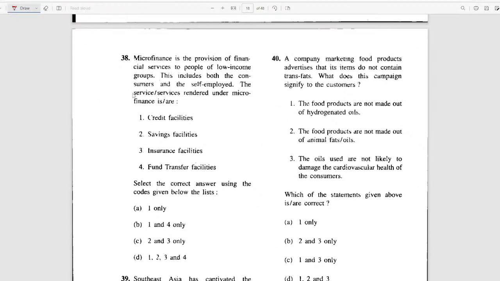Then the 38th question. Microfinance is a provision of financial services to people of low income groups. This includes both the consumers and the self-employed. The services rendered under microfinance are... So this concept is more about microfinance.